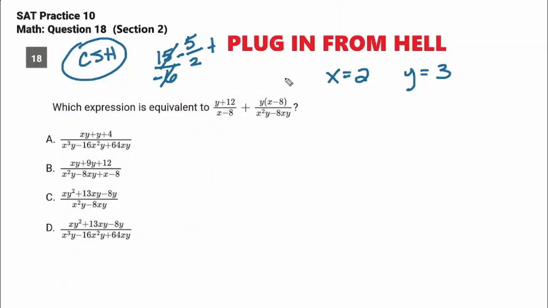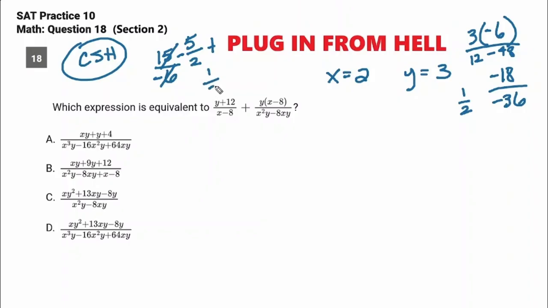y times x minus 8. So 3, I'm going to do this over here, times what? Negative 6. So that's negative 18 over x squared, 4 times 3, that's 12, minus 8 times 2 times 3, 8 times 6, 48. So 12 minus 48, definitely do that on your calculator. That's negative 36. What's negative 18 over negative 36? That's a half. So you've got negative 5 over 2 plus a half. Not that hard. That's negative 4 over 2. And all of that is negative 2.